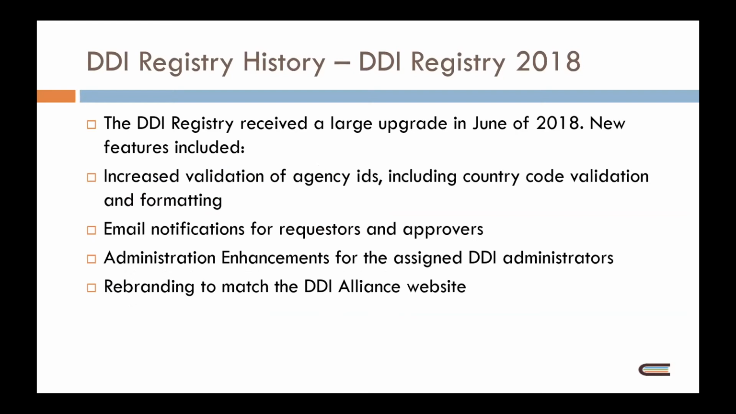But in 2018, the DDI registry got another big upgrade. This included adding additional validation for agency IDs when they're being requested. It had a lot of improvements for the administrators working at the DDI Alliance. It added email notifications, and it gave them more information about what was being requested for agency IDs and who was doing that. And the whole DDI registry was also rebranded to match the updated DDI Alliance website.